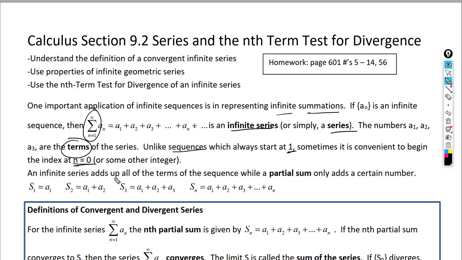An infinite series adds up all of the terms of the sequence, while a partial sum adds only numbers up to a certain number. For instance, S sub 1 means I just want the first term, which is a sub 1. S sub 2 means I take the first 2 terms and add them up. S sub 3, I take the first 3 terms and add them up. S sub n is the first n terms. So for a million or infinity or whatever that value is, we can find that value using some different rules.